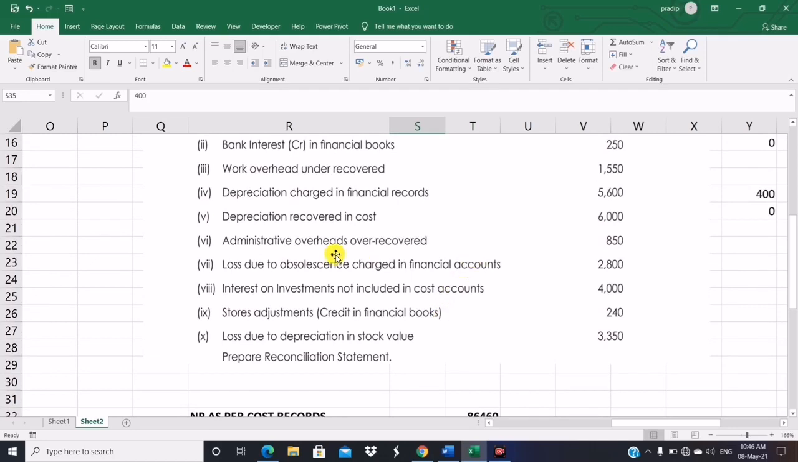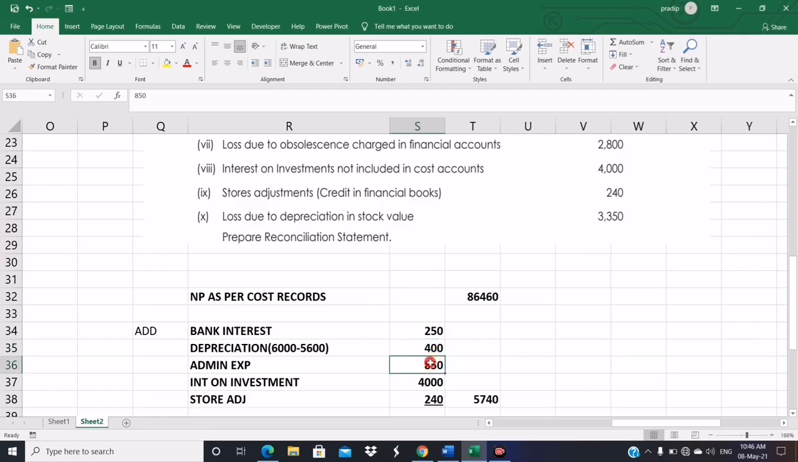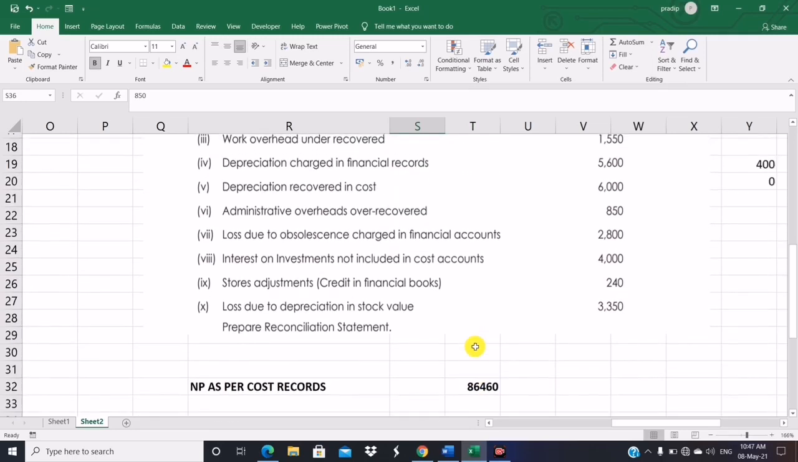After that, the next adjustment is administration overhead over-recovered, rupees 850. So if an expense is over-recovered, what we have to do in cost accounting is add. So simply, we have to add the admin expense of 850.